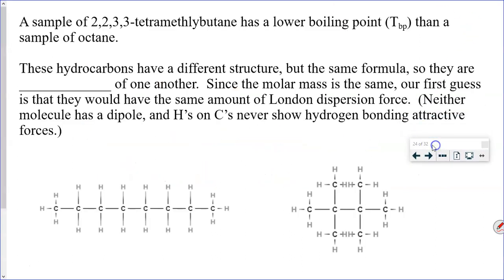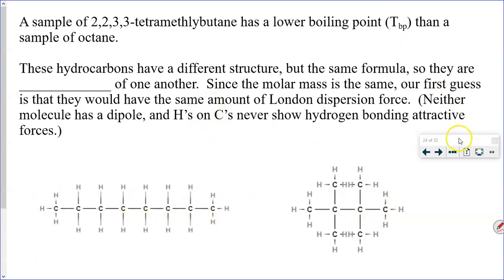Okay, now this is going to be a little more abstract. But let's look at these two molecules. I have pictures down below, and these are called 2,2,3,3-tetramethylbutane. Again, this is an organic molecule. This name corresponds to this shape, the right-hand shape in your picture. This has a lower boiling point than octane. Octane is the left-hand one.